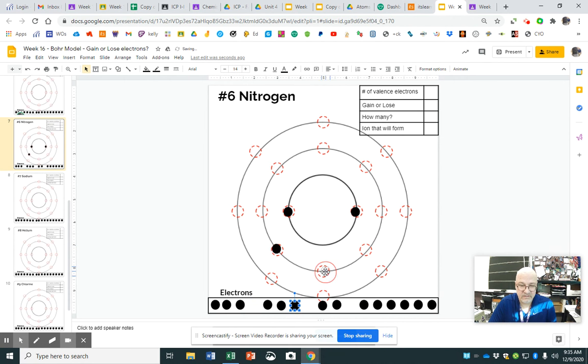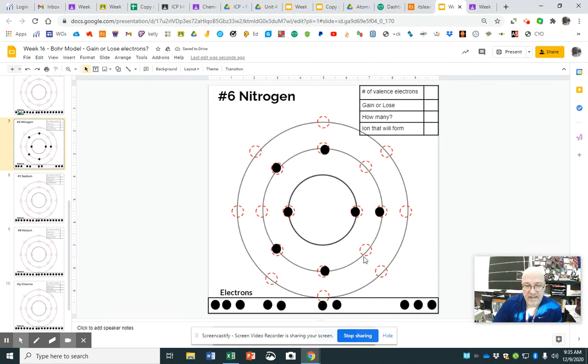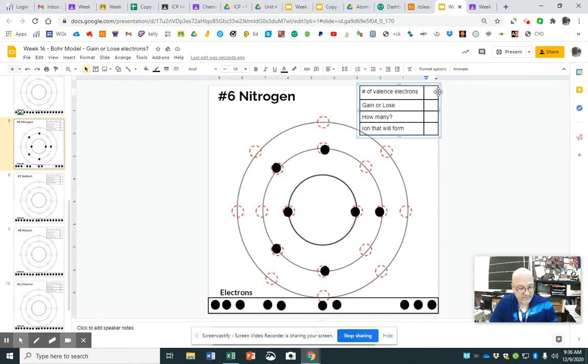1, 2, 3, 4, 5. All right. So in the biggest shell that's there, it has 5. So if it has 5, 6, or 7, it's going to gain electrons until it gets 8. See these 3 spots right here? It's going to put electrons in them. All right. So it has 5 valence electrons. It is going to gain, because it needs to get up to 8. It needs to get 3 to get 8.